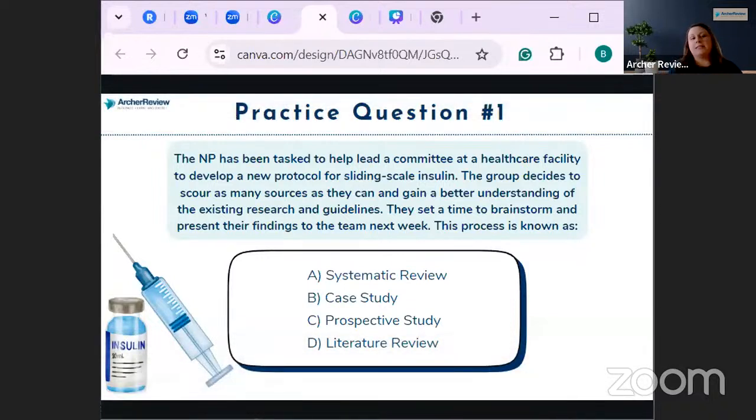So the nurse practitioner has been tasked to help lead a committee at the healthcare facility to develop a new protocol for sliding scale insulin. The team decides to scour as many sources as they can to gain a better understanding of the existing research and guidelines. They set a time to brainstorm and present their findings to the group next week. And this process is best known as what? A, a systematic review, B, a case study, C, a prospective study, or D, a literature review.